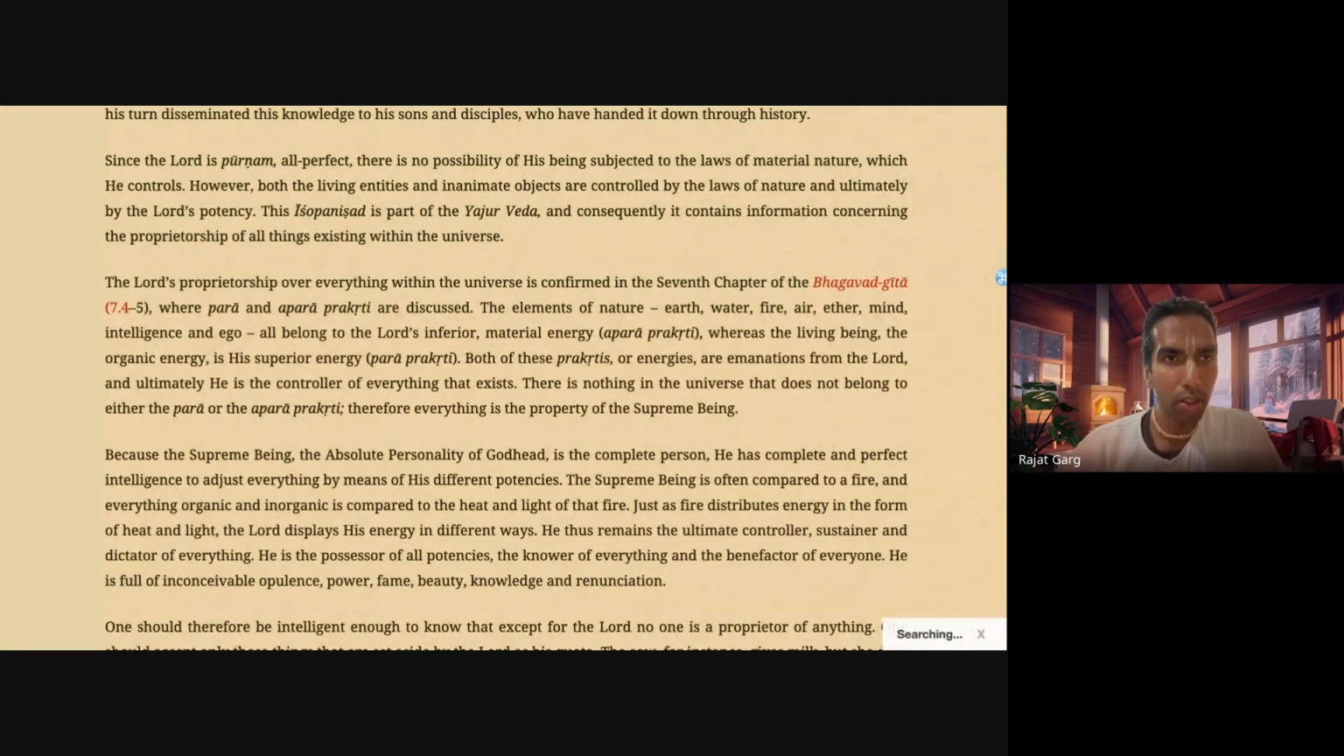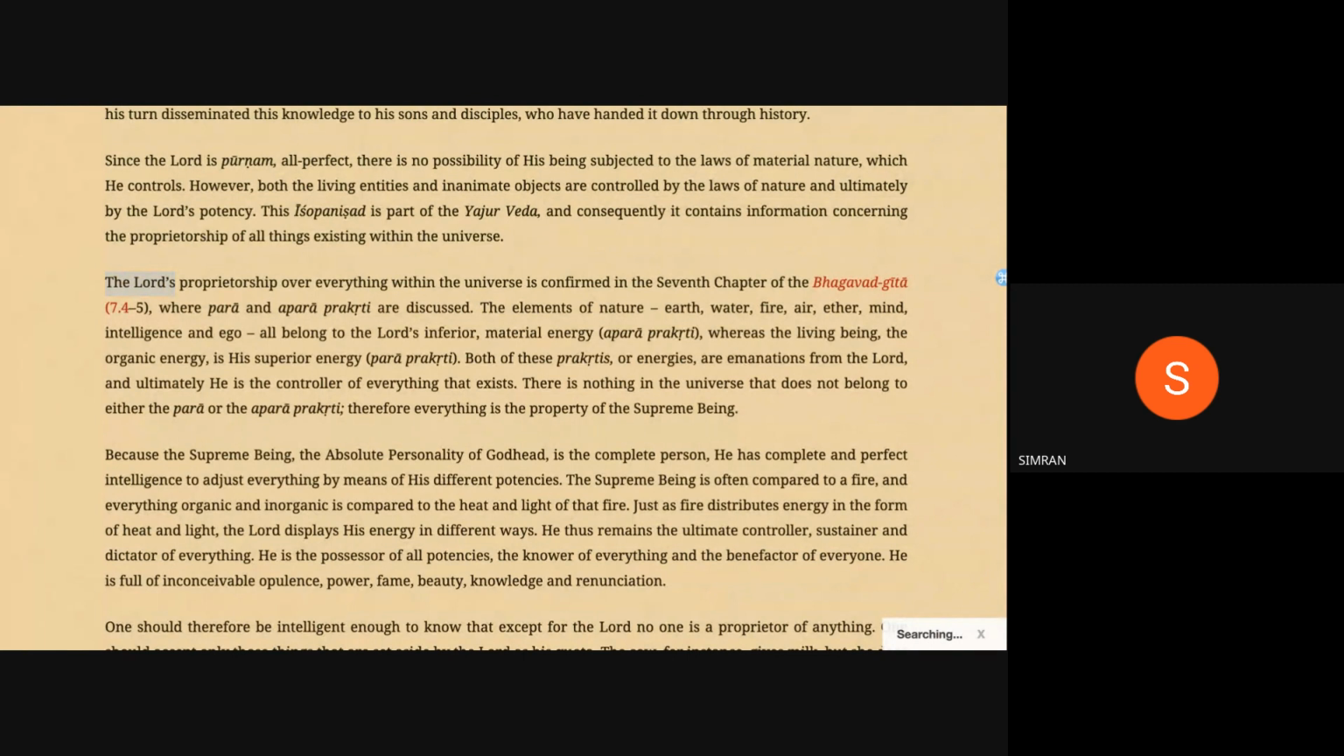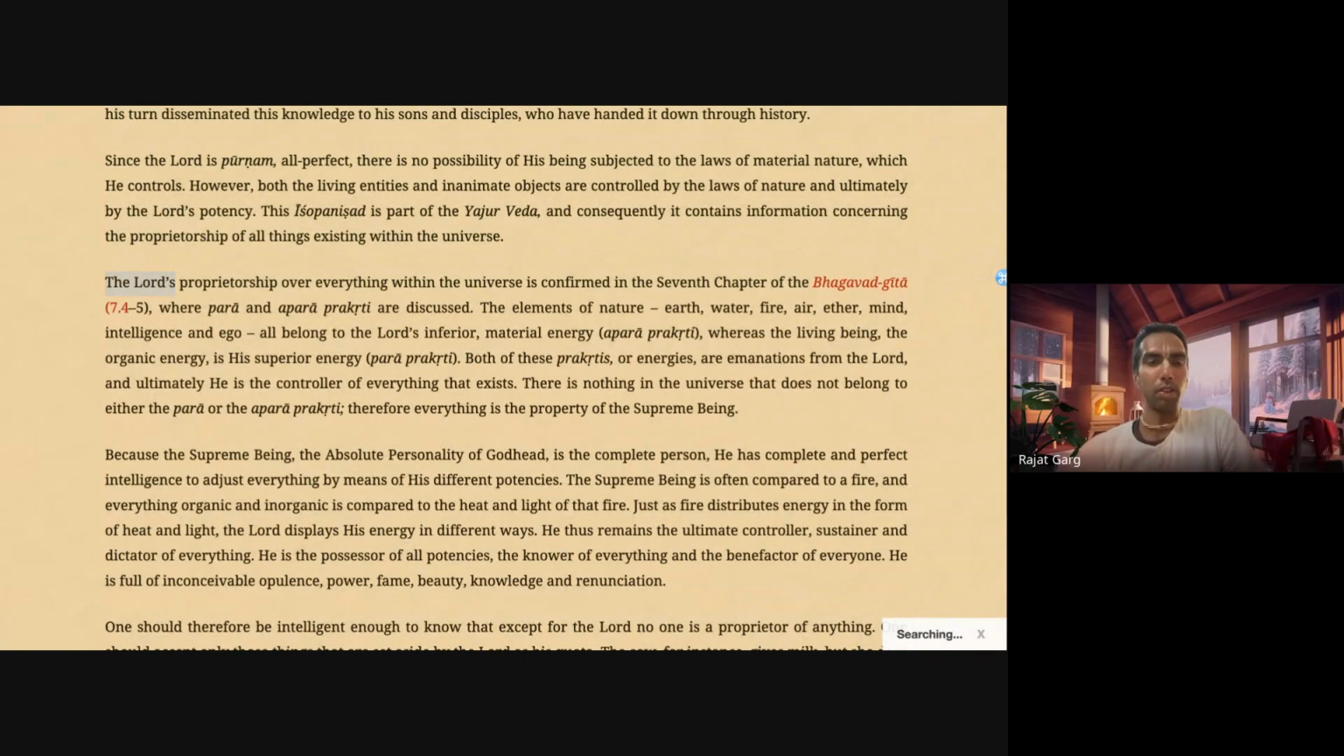So Simran Mataji, your internet is working fine. If you want to read, you can read this. Okay, maybe not. Yes, paragraph, Prabhuji. Yes, Mataji. Yes. Good.